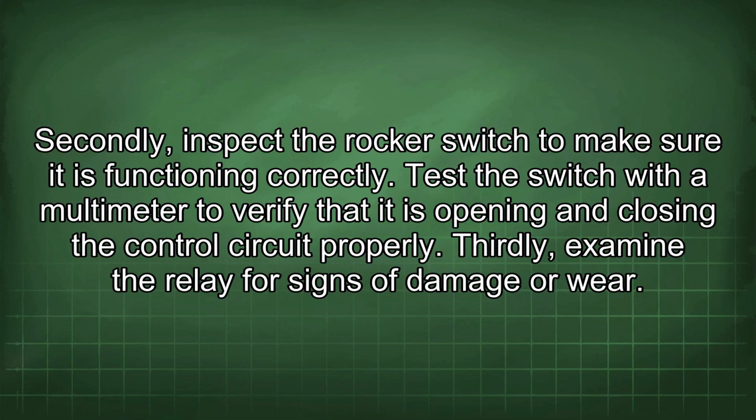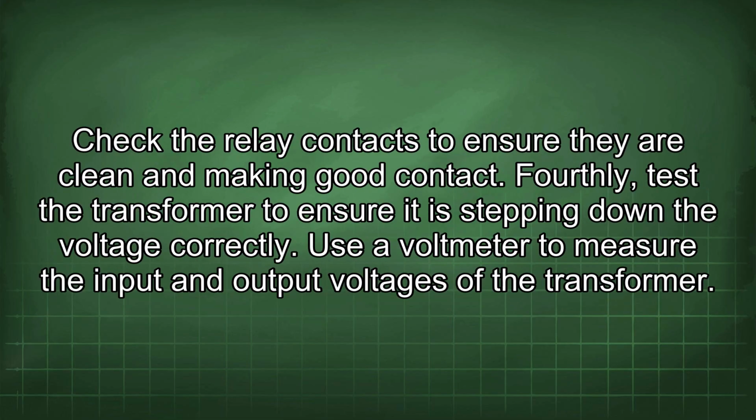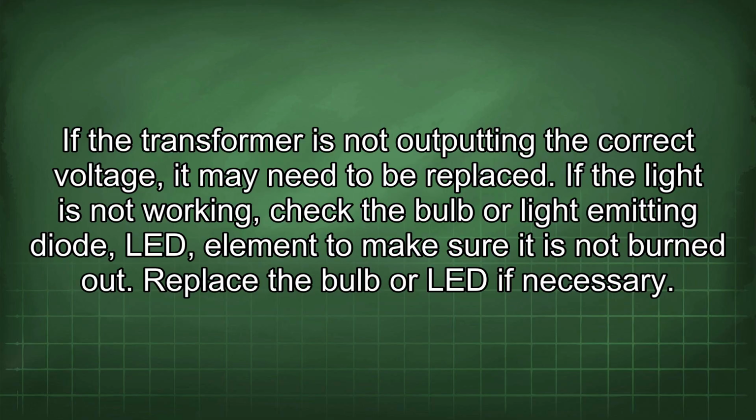Thirdly, examine the relay for signs of damage or wear. Check the relay contacts to ensure they are clean and making good contact. Fourthly, test the transformer to ensure it is stepping down the voltage correctly. Use a voltmeter to measure the input and output voltages of the transformer. If the transformer is not outputting the correct voltage, it may need to be replaced.